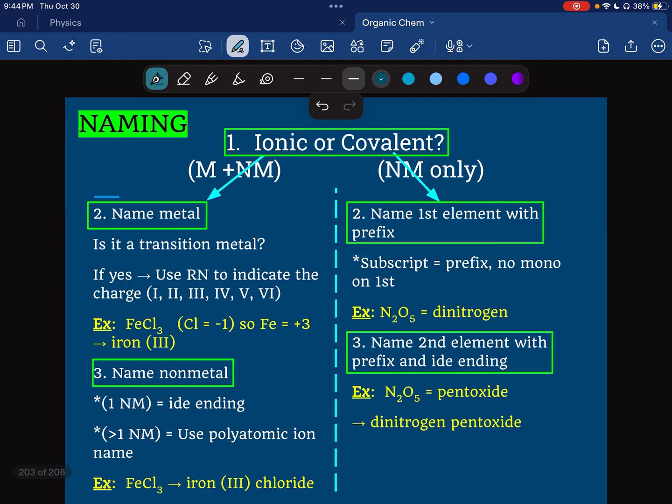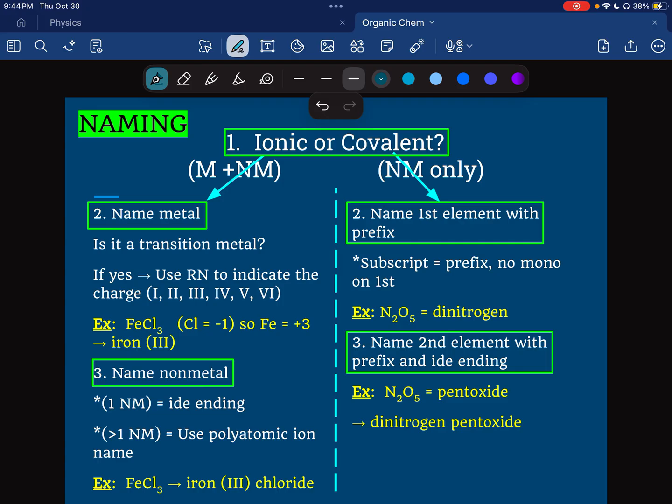Oh, this is an ugly slide. She used really bad colors for this. I'm sorry. So we already did this, but this is naming. I'm really bad at naming, so this might be tough, but it's just memorization and knowing these processes.